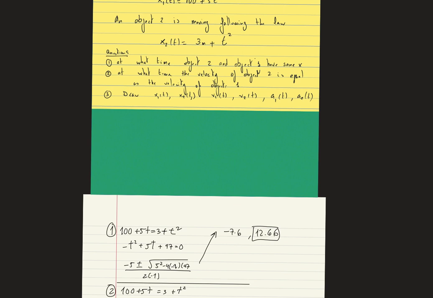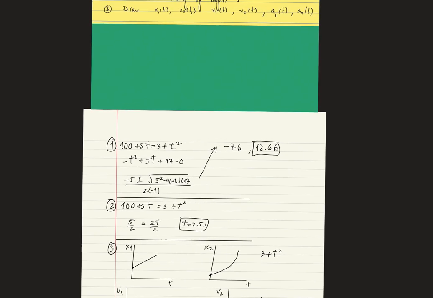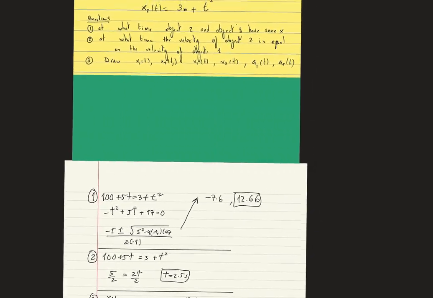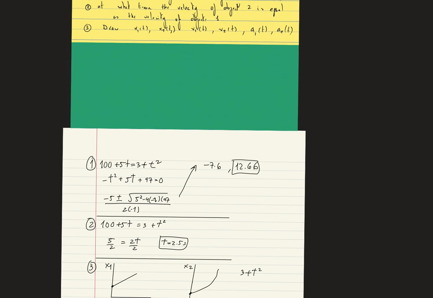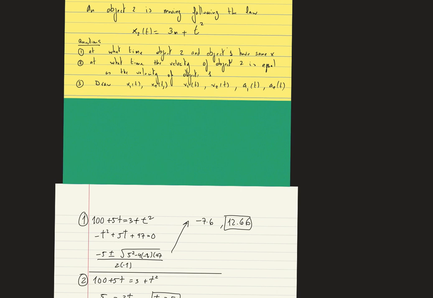at what time the velocity of object 2 is equal to the velocity of object 1. So we do this part. We get from this to this, and then we get 2.5 seconds. That's when the velocity of object 2 is equal to object 1.